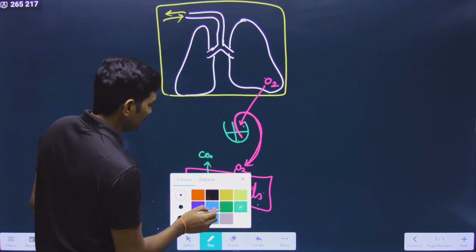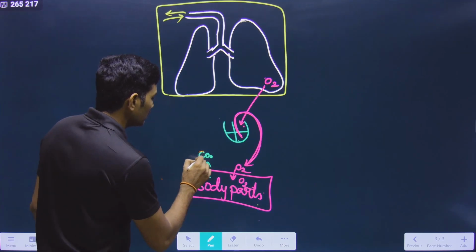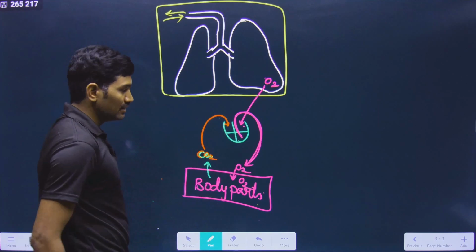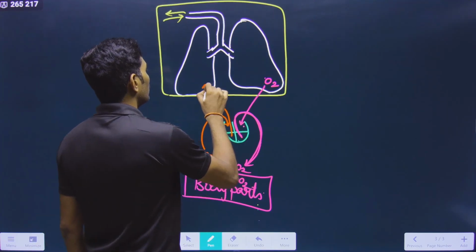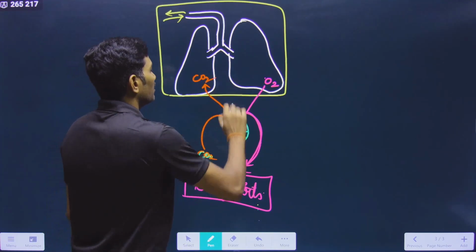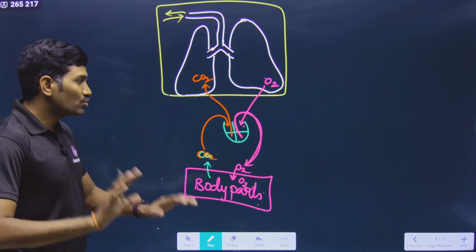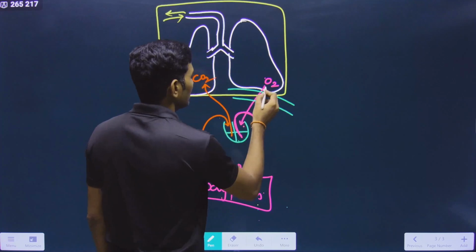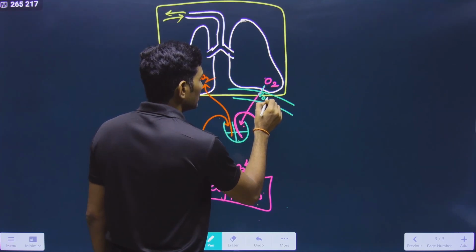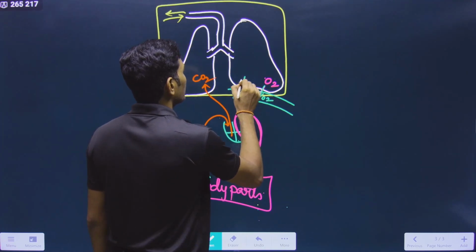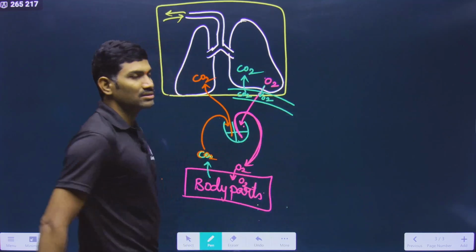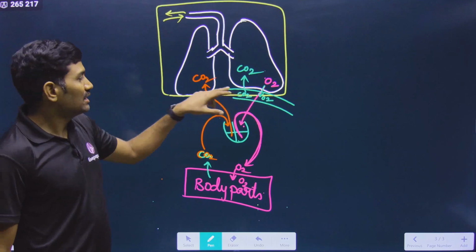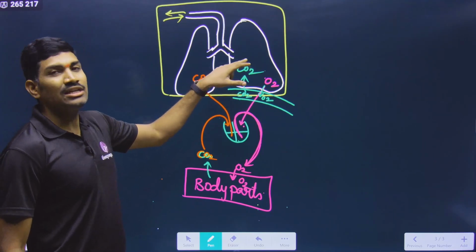Let me use a different color. So they are releasing the CO2, and this released CO2 will reach the heart again, and from the heart again it is going to the lungs. Yes or no? And in this way it is happening. So what exactly is happening here? Observe carefully. At the lungs, oxygen is entering into the blood, and the CO2 from the blood is going into the lungs. Oxygen from the lungs is entering into blood circulation, and CO2 from the blood circulation is entering into the lungs.